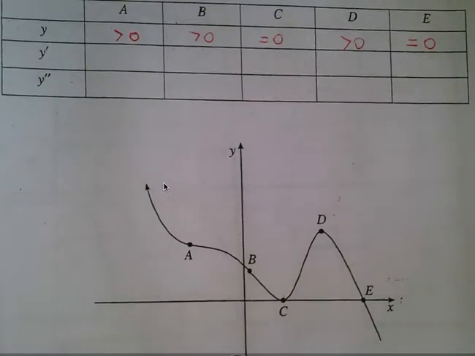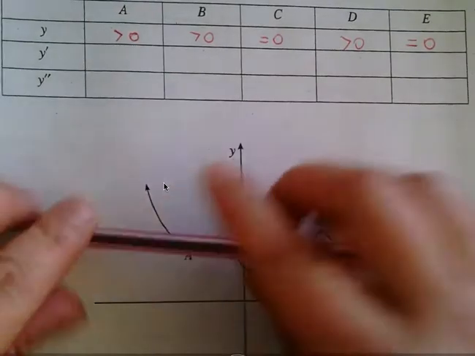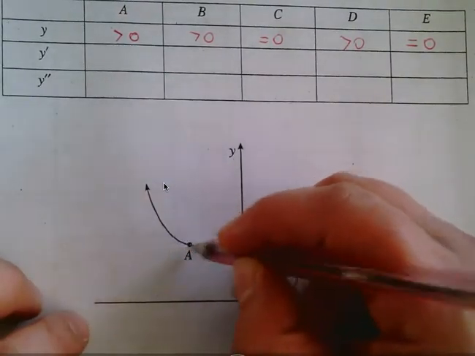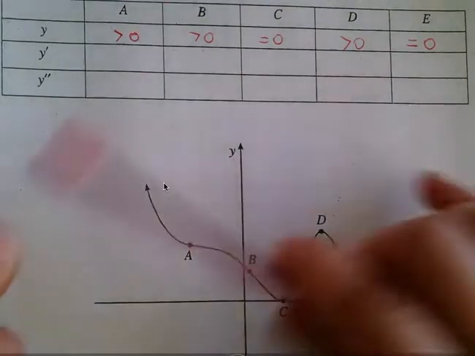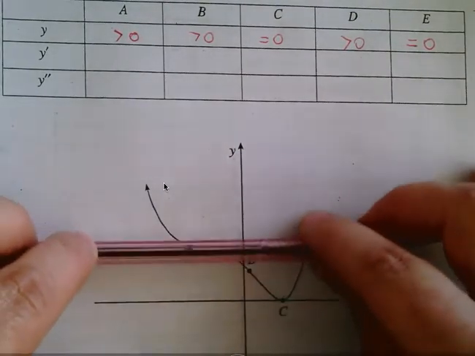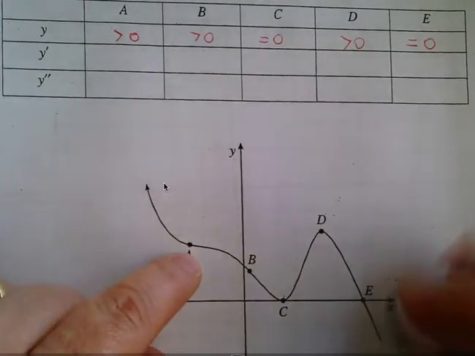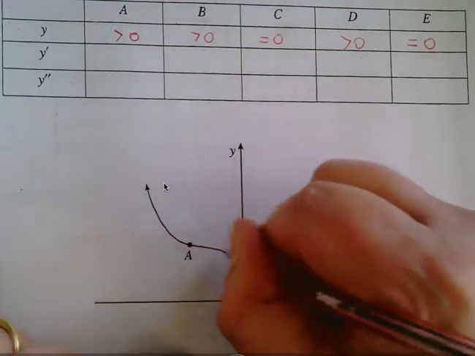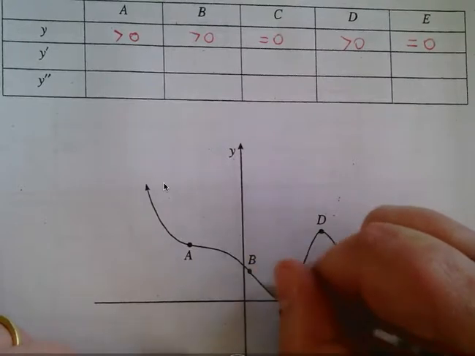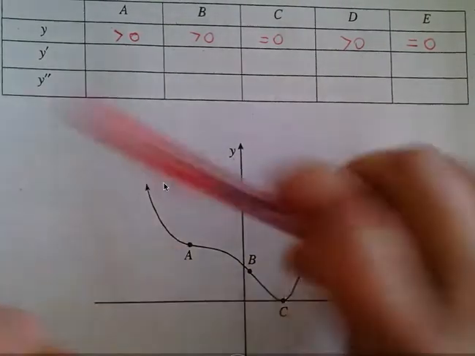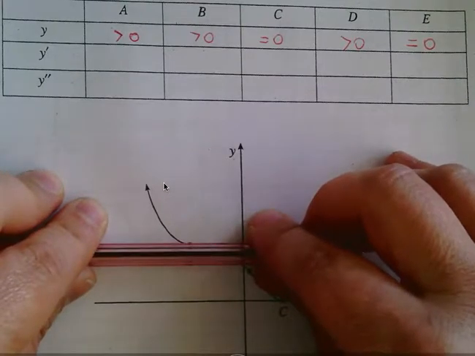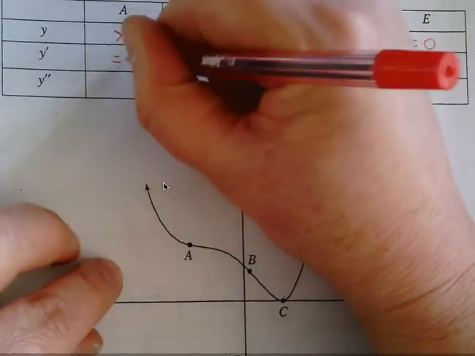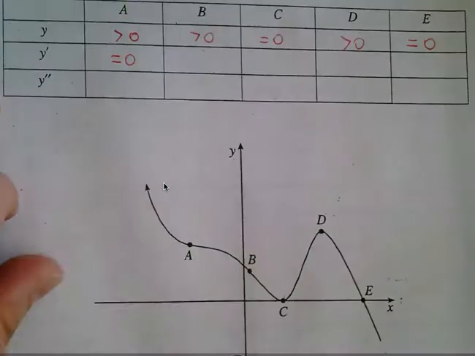Now, y dash is the gradient. Does this look like a horizontal inflection? I think it might be. I think that's a horizontal inflection, whereas that's an ordinary inflection. Can you see that? So at A, I'm thinking that the gradient's flat. Yes? So it equals 0. We're thinking it's a stationary point.